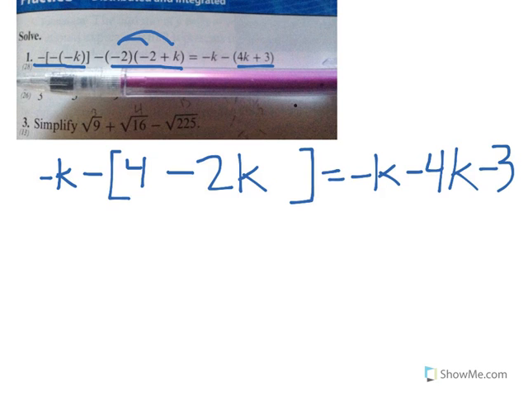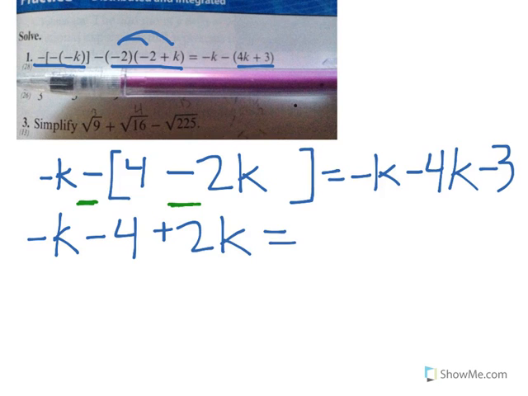Okay, let's see if we can make it even simpler. So let's get rid of these brackets that I wrote. So now I've got negative k minus 4. But now I've got, here's my minus symbol, here's my other minus symbol. So I've got minus negative 2k. Well, if I do that, I'm really just adding 2k.